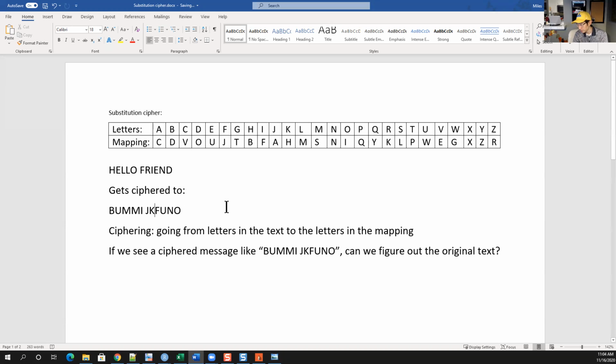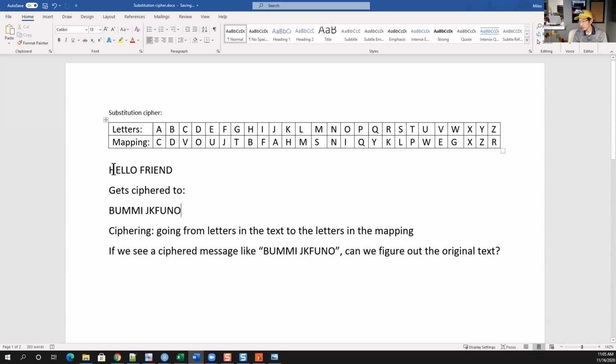And so the question is, if we intercept text that looks like this, BUMMI JKFUNO, can we figure out the original text? That's the problem that we want to be able to solve. We want to be able to figure out what the original message was if we intercept text that looks like this. Okay, so does that make sense? How a substitution cipher works.